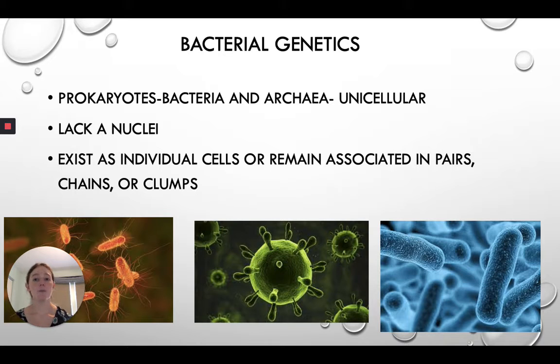So we're talking about the prokaryotes here. These are your bacteria and your archaea. They are unicellular, which means that they lack a nucleus and they are only made up of one cell. They exist either as individual cells, but they can be associated in pairs, they can be chained together, or they might exist in clumps. It depends on the type of bacteria we're talking about.